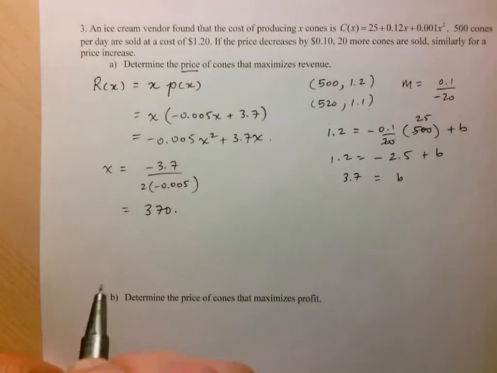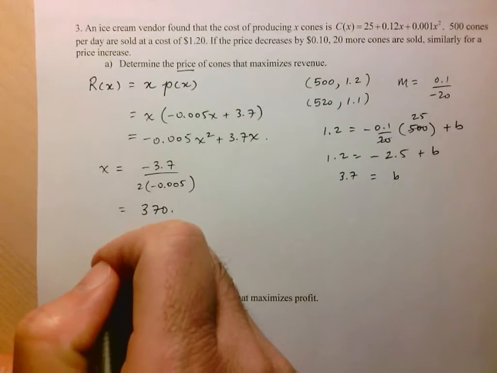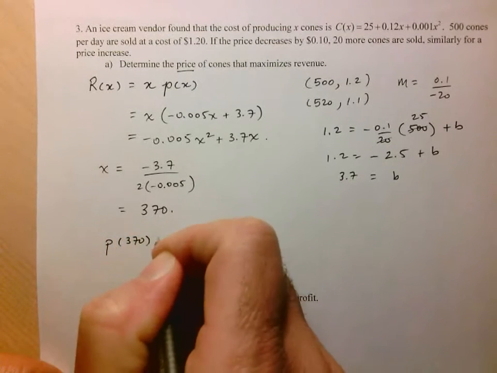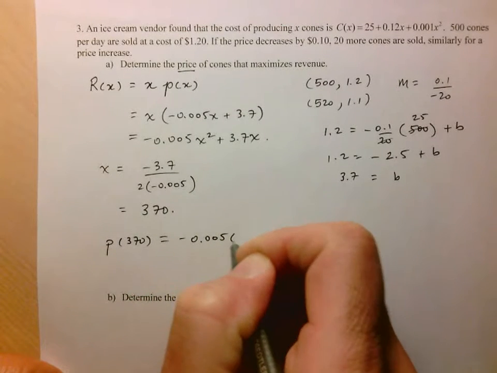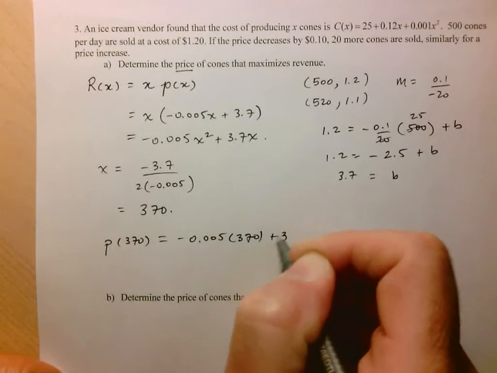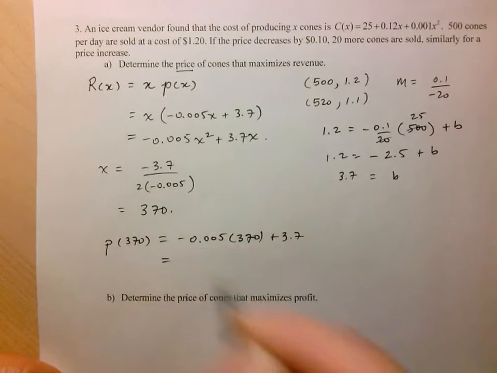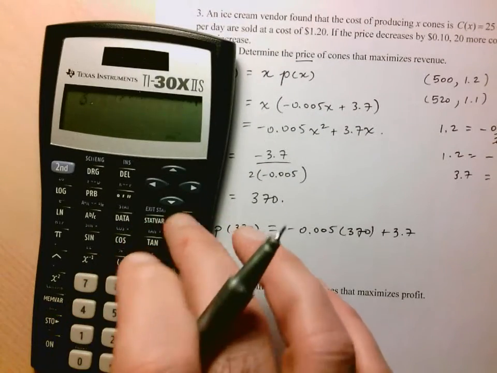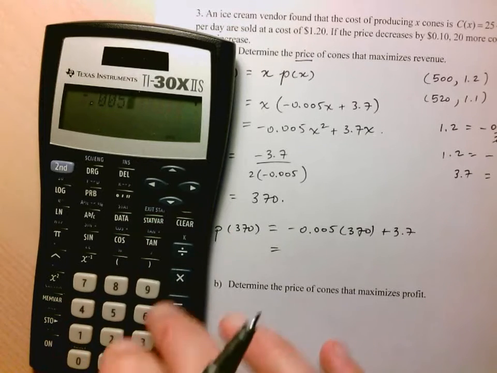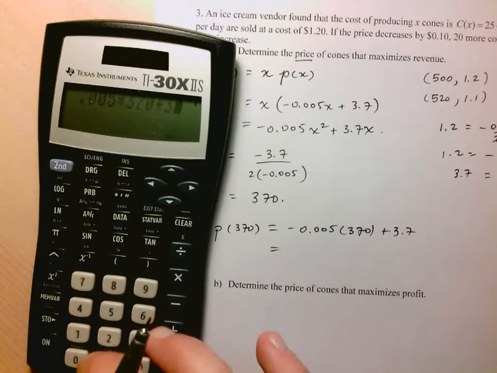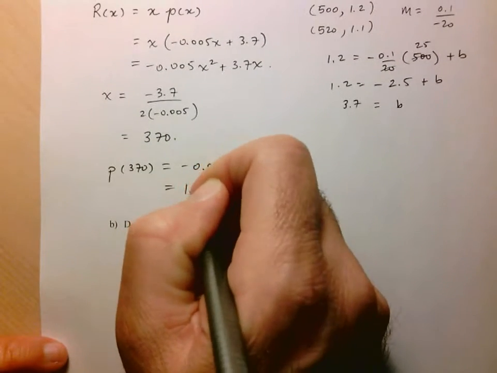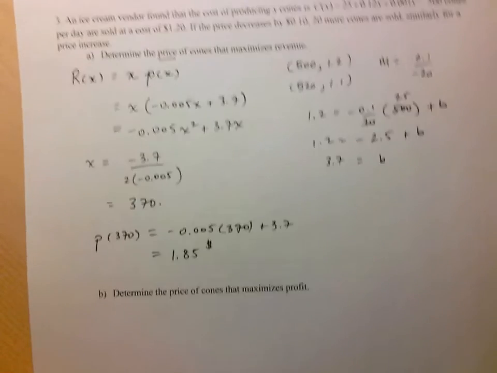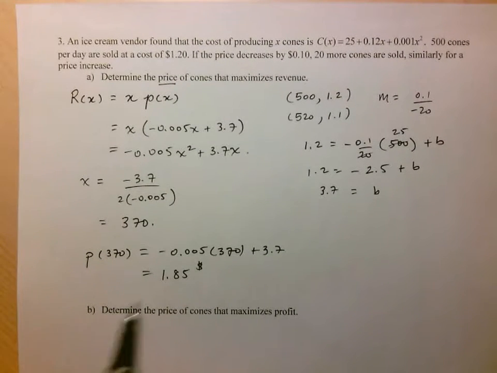Here it said determine the price. So here I just need to use my price function. P at 370 is just equal to negative 0.005 times 370 plus 3.7. Let's calculate that. Negative 0.005 times 370 plus 3.7 gives me 1.85. So the price that should be charged to maximize the revenue for this ice cream vendor should be $1.85. A fairly significant increase on his original price.